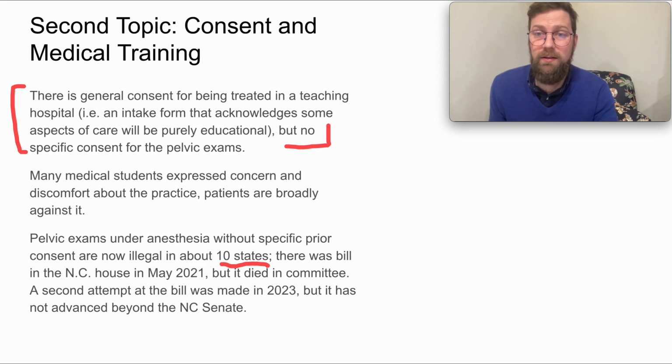Here where I am in North Carolina, unconsented educational pelvic exams are still legal. Now, there was a bill in the NC House in May 2021, but it died in committee. The last I've looked, a second attempt at the bill was made in 2023, but that bill was simply filed and has not received further votes. So it's looking like both attempts at making this practice illegal in my home state have failed. We sometimes say that these are bills that die in committee.